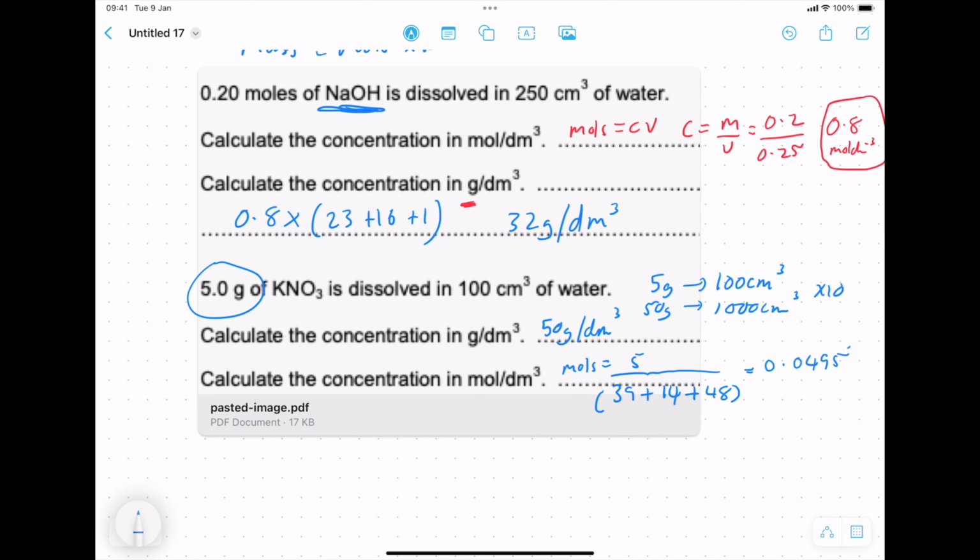And then to work out the concentration, so concentration equals moles over volume. The moles is 0.0495. And then the volume is 100 centimeter cubed. Don't forget, we have to turn that into decimeter cubed. So 100 divided by 1000 is 0.1. So divide by 0.1 gives us a final answer of, let's do this to 2 decimal places, that actually comes to 0.50. So 0.495 becomes 0.50 moles per decimeter cubed.